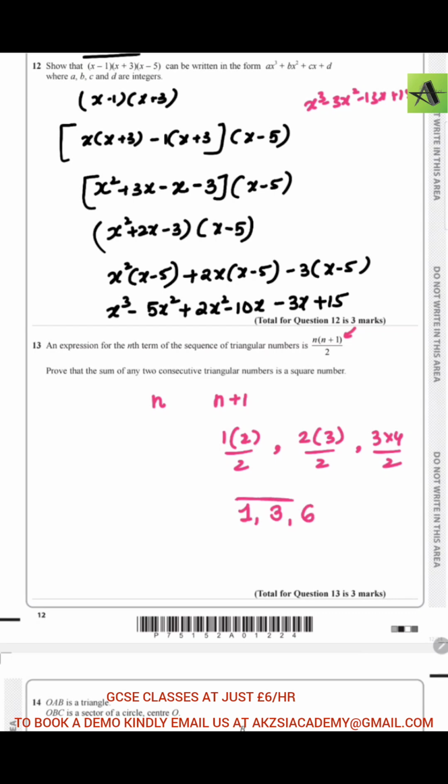Consecutive number 3 plus 1, 4. Yeah, it's a square number. Consecutive number 3 plus 6, 9. Yes, it's a square number. And hence proved. But this is not a correct way of doing it. You have to write in terms of n.